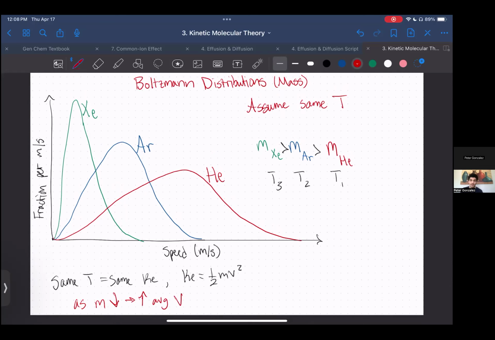And again, velocity is what really impacts kinetic energy. It's a squared term, so a small change in velocity has a massive change in kinetic energy. So if you increase the average velocity, you get an increase in the average kinetic energy. And now we get a slightly different relationship where instead of increasing temperature, when you decrease the mass, your graph looks wider and shorter again.